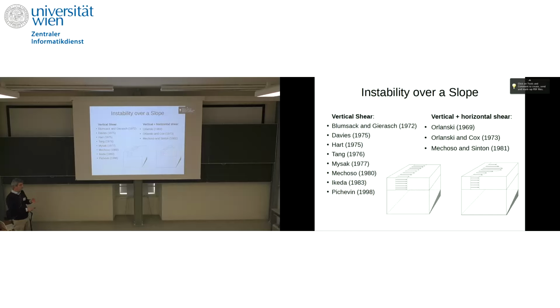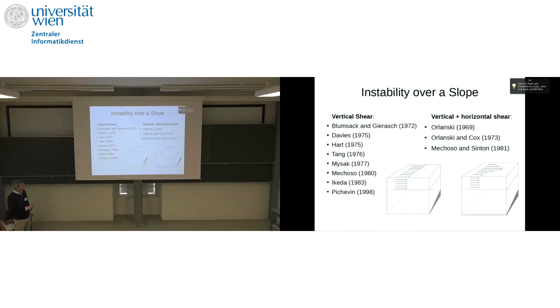There were a number of studies done when you have a bottom slope, similar to what I was looking at for the modes, and then you have some kind of vertical shear. This is like the Phillips model from 1954, when you have no horizontal shear and you have vertical shear. This was studied by a number of authors looking at what the bottom slope does.